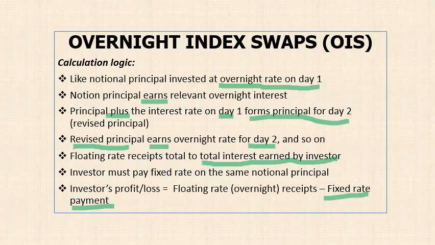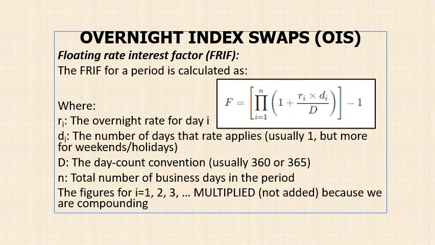The floating rate factor for a period is calculated based on the following formula. Looks a little complicated, but we'll understand this once we get to the calculations in the example. Ri in this formula is the overnight rate for di. di is the number of days that the rate applies, usually 1, because it is an overnight rate, but it is more for weekends or holidays. It could be 2 or 3. For example, for Fridays, it is 3. D is the day count convention, usually 360 or 365. And N is the total number of business days in the period.